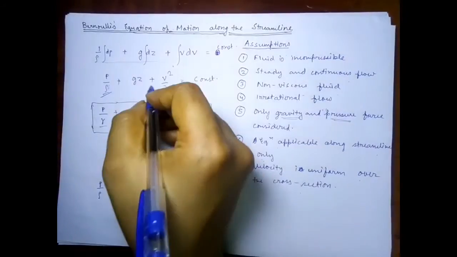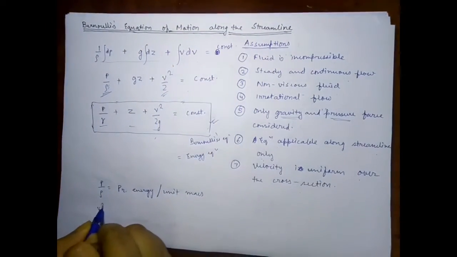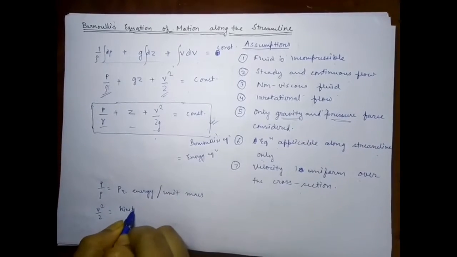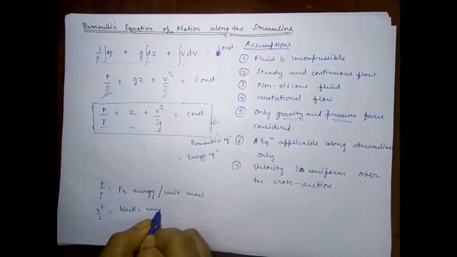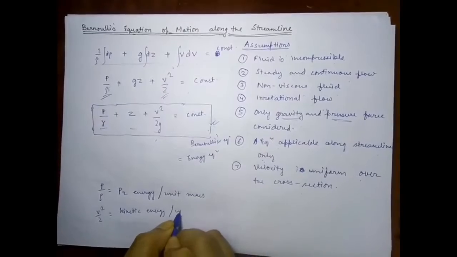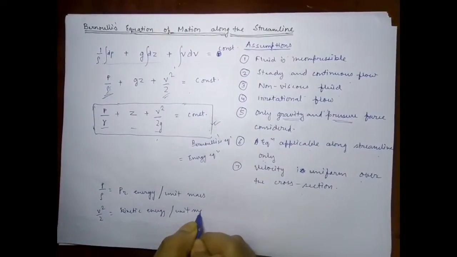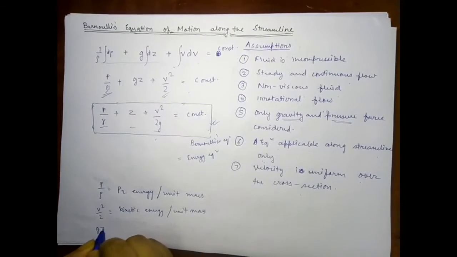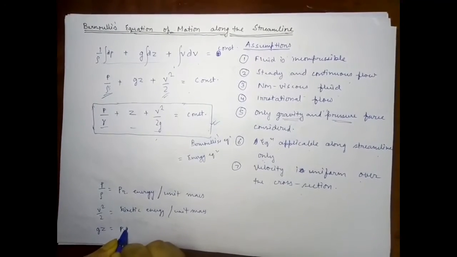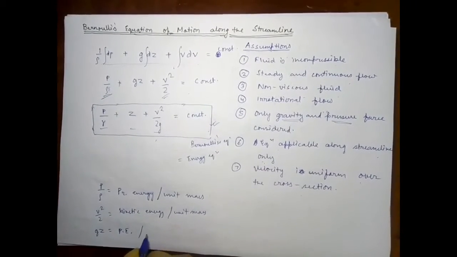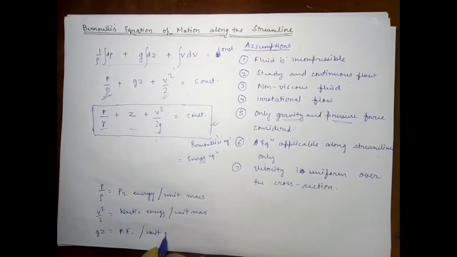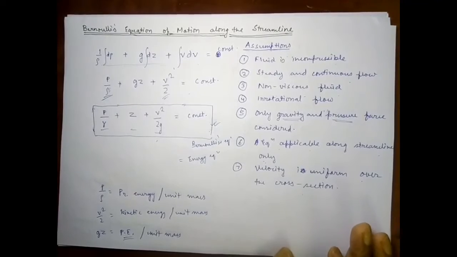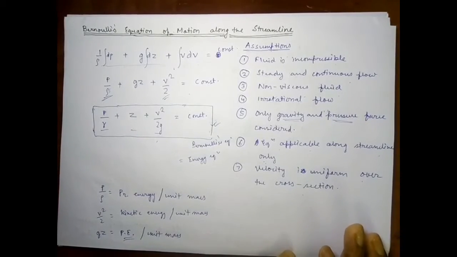Similarly, the term v square by 2 is the kinetic energy per unit mass, and gz is the potential energy per unit mass. Pe is potential energy, so gz is potential energy per unit mass.